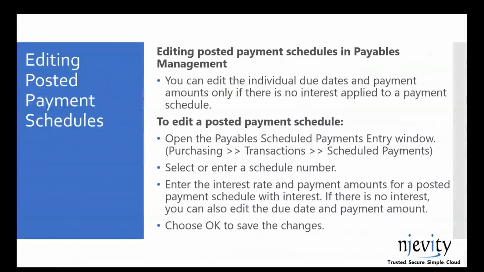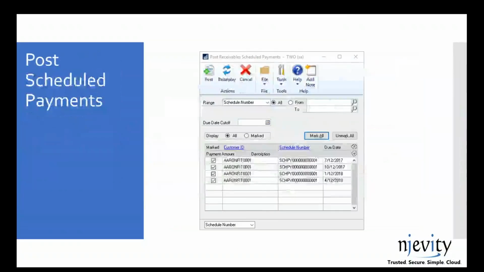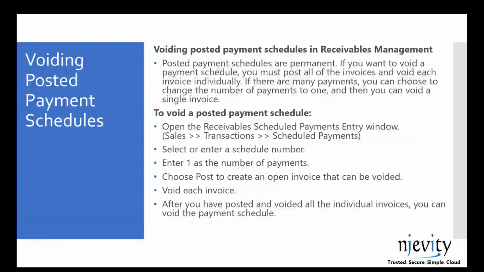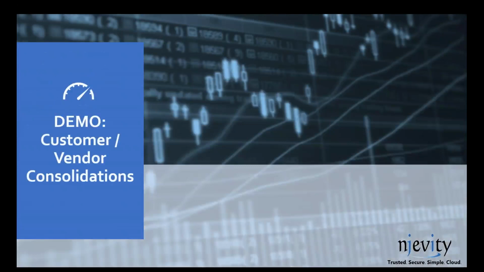And then on the receivable side, pretty much the same thing. You can edit the due dates on payments for receivables only if there's no interest applied to the payment schedule. So if you're not charging someone interest, but you are letting them pay it off over time, then you could change the due dates on that. I do also have the scheduled payment checklist in there, and on receivables, pretty much the same windows are available. So I'm just going to toggle through those on the receivable one.